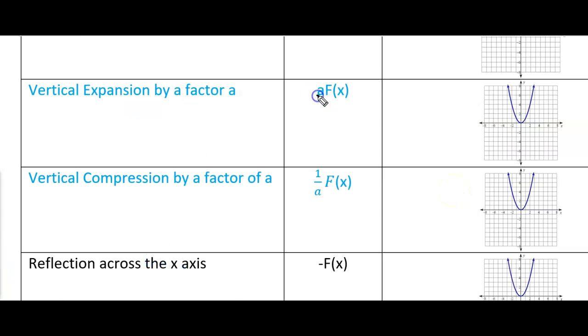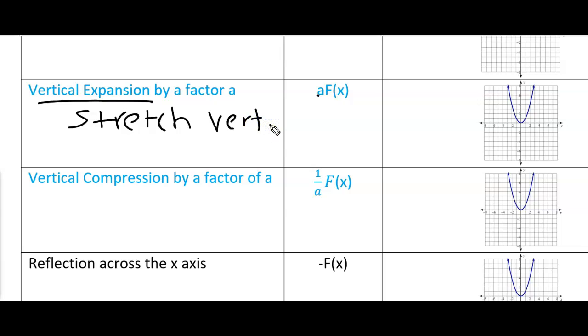So let's assume that a represents a number that is like a whole number, like 2, 3, 4, 5, 6, or something like that. If you multiply your function by a number that's bigger than 1, it's going to vertically expand it by a factor of a. So what that means is it's going to stretch it vertically. But if you divide your function by a factor of a, it's going to compress it or shrink it. I'll go ahead and say shrink. Vertically.